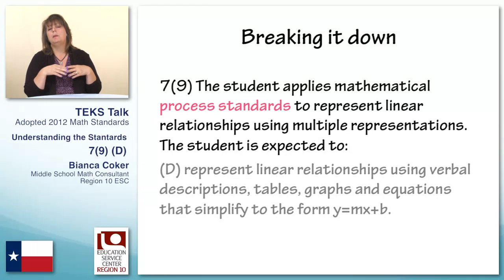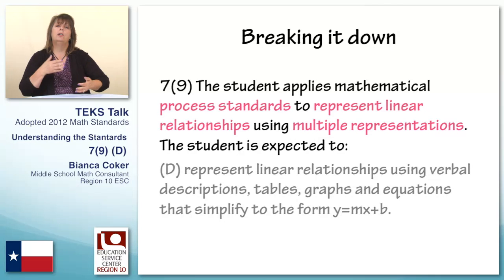We want our students to be able to communicate mathematically, and we want them to be able to communicate among multiple representations. And that's really a great thing, because when we use multiple representations, whether students are a visual learner or a kinesthetic learner, they can connect to the mathematics. And then what we have them do, besides just picking the one they like the best, is seeing the connections between the multiple representations. And that's very powerful.